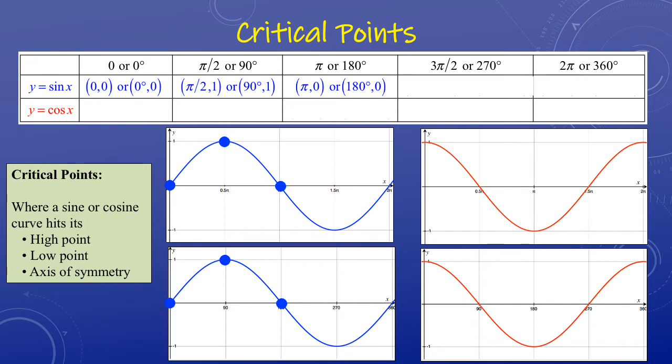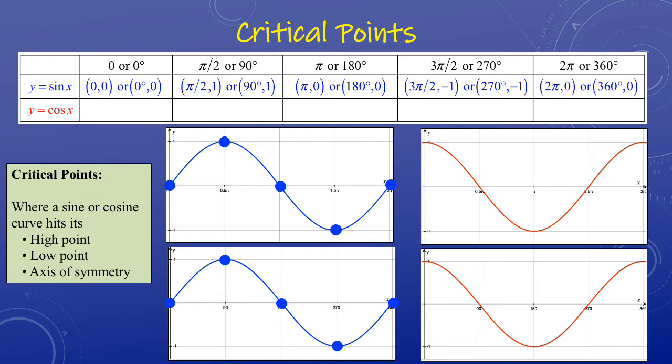When x is pi, or 180 degrees, the sine of pi, or 180 degrees, is 0. So we are back to the axis of symmetry, with our points either being pi, 0 or 180 degrees, 0. When x is 3 pi over 2 or 270 degrees, the sine of 3 pi over 2 or 270 degrees is -1. So we are at a low point, 3 pi over 2, negative 1, or 270 degrees, negative 1.